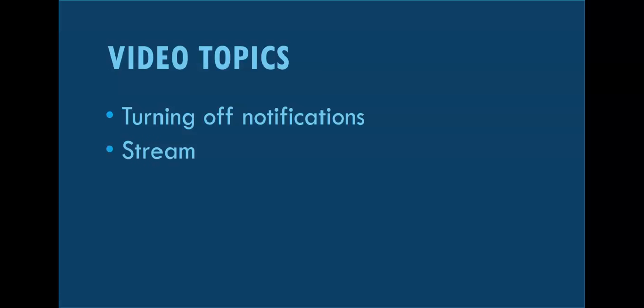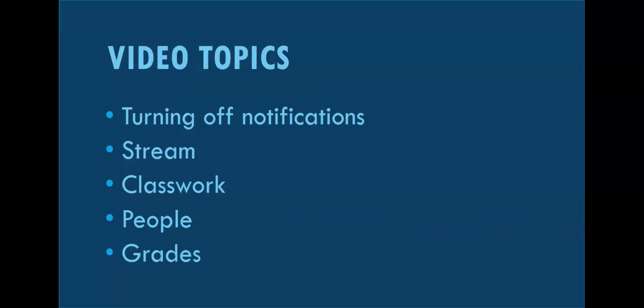The second thing we're going to do is go over the stream on Google Classroom. This is where most of the important things are posted in Google Classroom. We're going to talk about the classwork section, so I can show you a little bit of what that looks like. We will go over how to organize your students in the people section. And then we're going to talk briefly about the grading feature section of Google Classroom. These are just very brief overviews of the things that we will be doing today, and we will get into more detail in these and other videos.